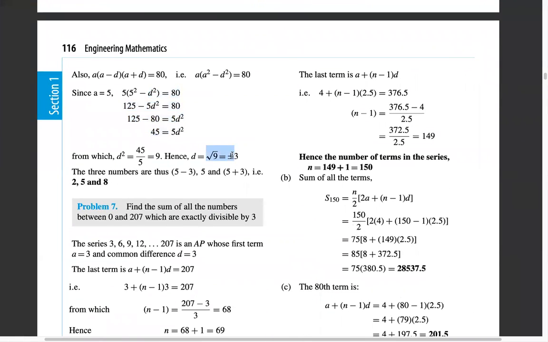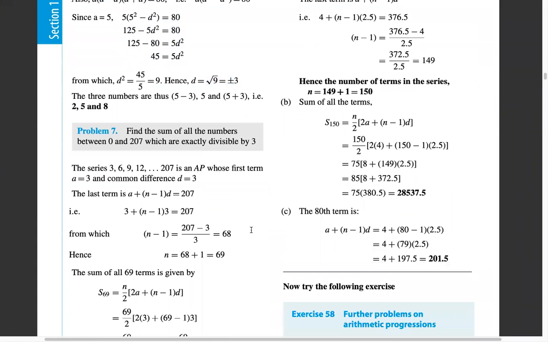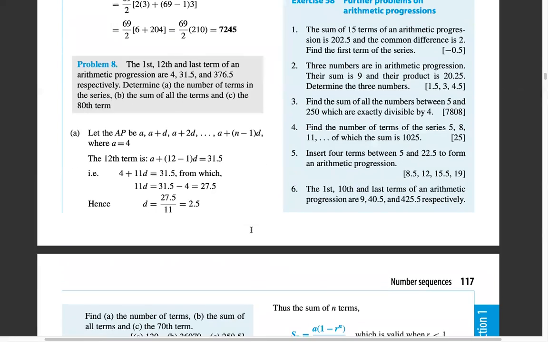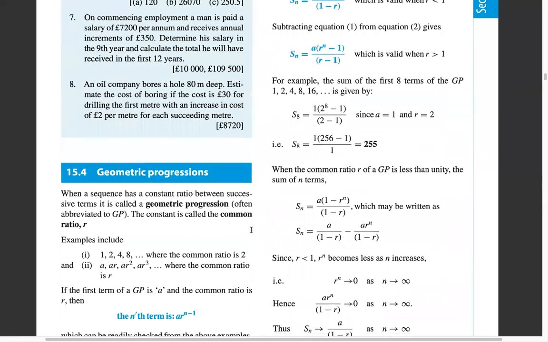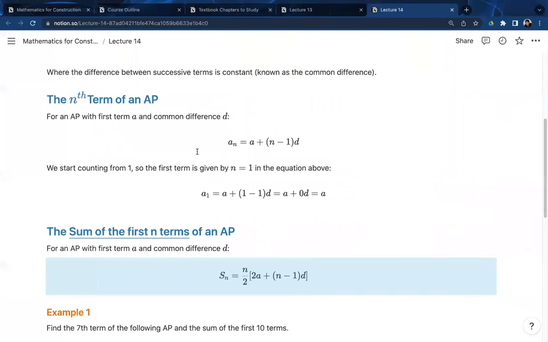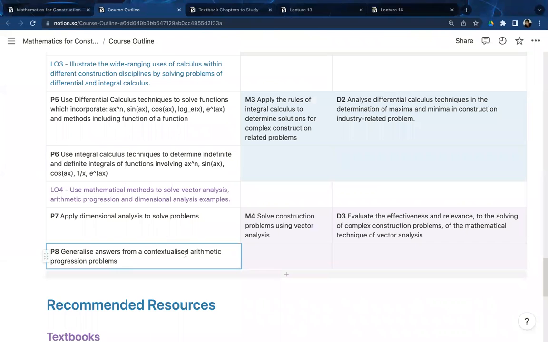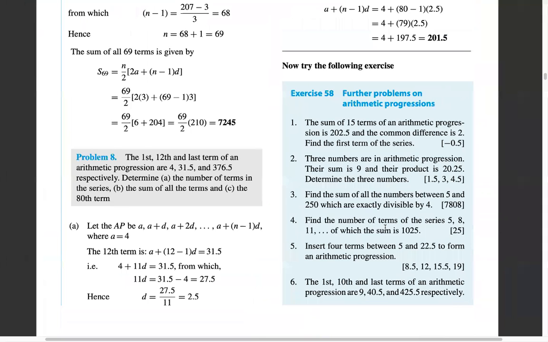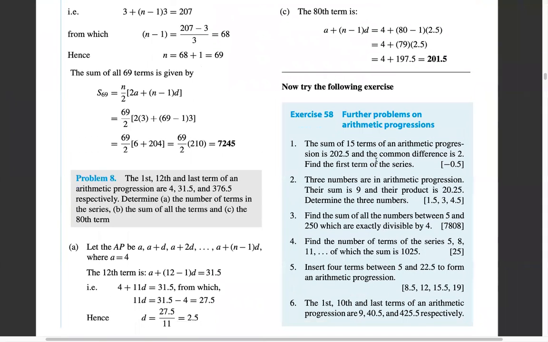You have surds and things going on here. I teach you how to deal with that, how to solve a quadratic equation. So yeah, that's really the end of the topic. We have nothing really interesting here. The other topic is geometric progressions, which is not on this course syllabus. This course syllabus says only arithmetic progressions here. And that is pretty much it. I just give you some problems to practice, but I suggest you do these problems and check the answers at the back of the book.